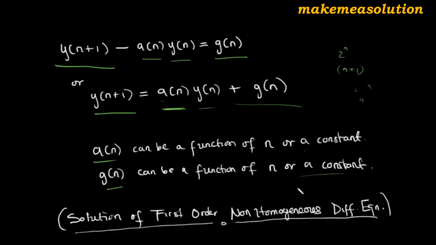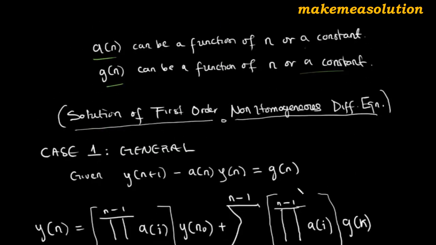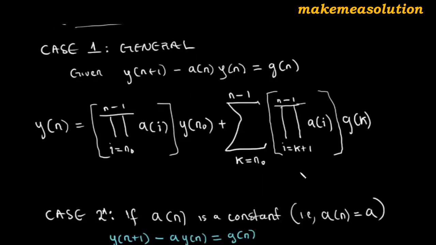Now in the case where they might be functions or constants, we are going to consider different solutions for the first order non-homogeneous equation. First of all, let's consider the general solution. So the general solution for this first order non-homogeneous difference equation is given by this long formula over here.